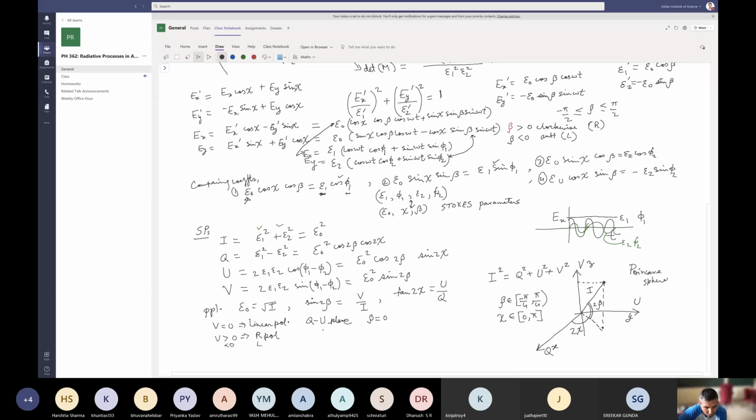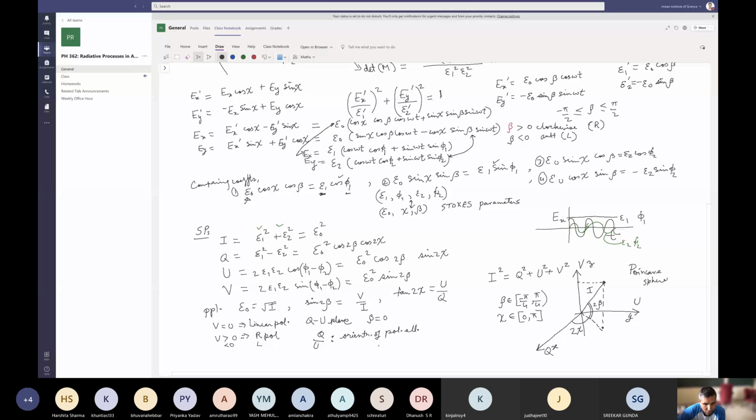This Q by U, right? What is Q by U? Q by U gets your chi. This determines the orientation of the polarization ellipse, because it gets you the chi. Chi was this angle between the lab x-axis and the principal x prime axis. Okay.